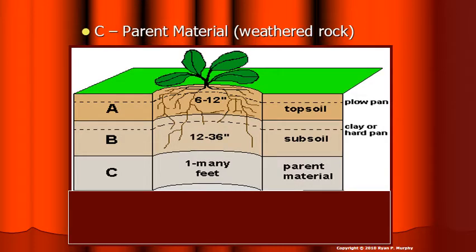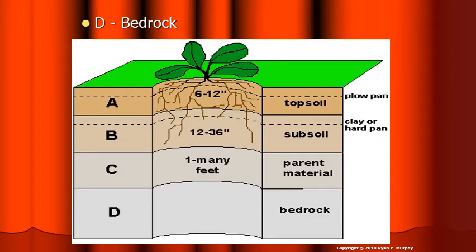Then we have the C layer. This is called the parent material. It's called the parent material because this is kind of where the dirt comes from. This is where we start getting into what you would think of as broken up pieces of rocks. And last but not least, we have the bedrock, which is the original solid rock that has not been broken down into smaller pieces yet.